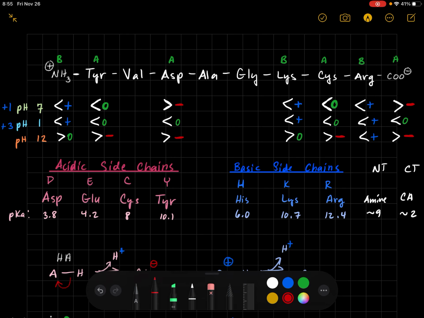Now, count the number of positive charges. There's only one positive charge. And subtract the number of negative charges. There are 1, 2, 3, 4 negative charges. So 1 minus 4 gives the peptide a net charge of minus 3 at pH of 12.